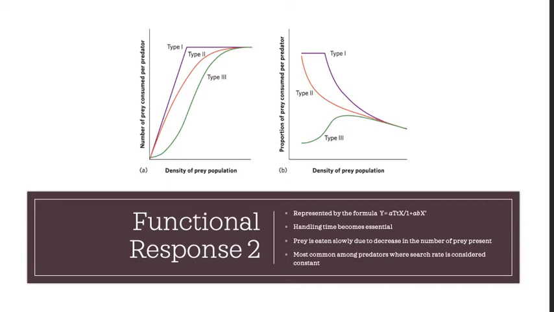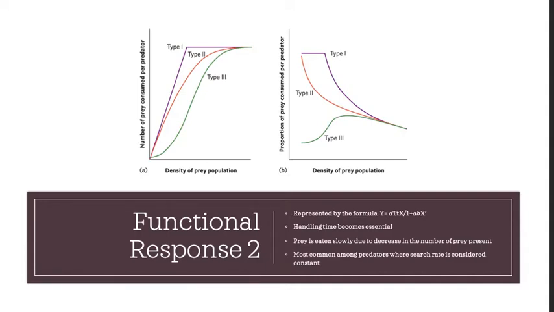Type 2 functional response represents the middle ground between types 1 and 3. This is seen when the number of prey consumed begins to slow down as the prey population density increases. This can be seen in the plateau of the curve that is demonstrated on the graph in the orange color. This can also be seen in the equation shown on the table.